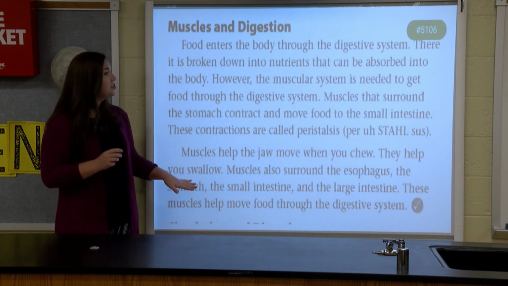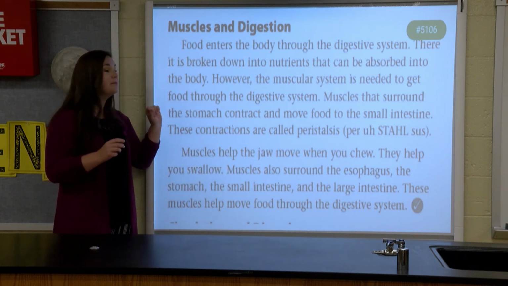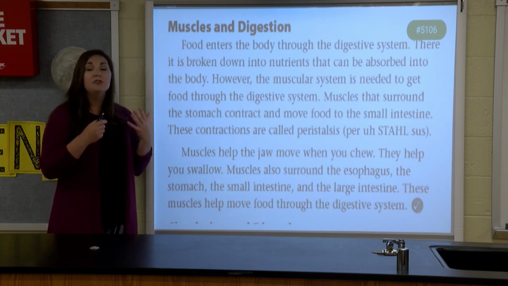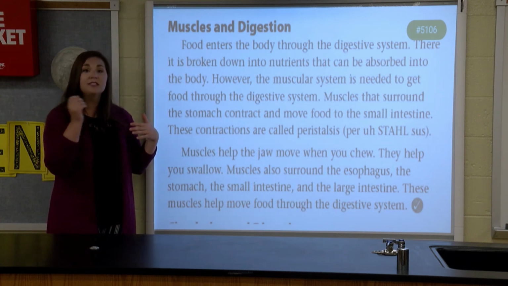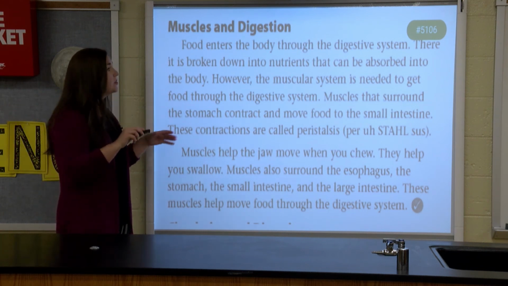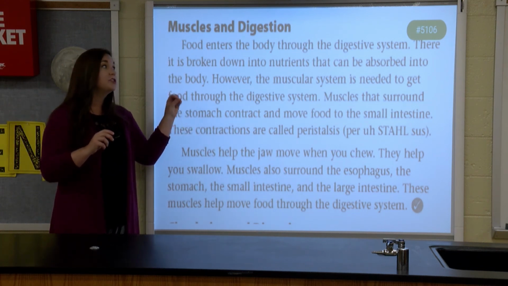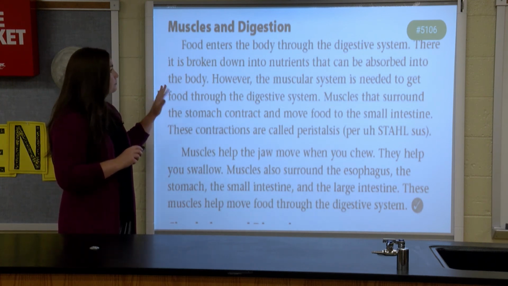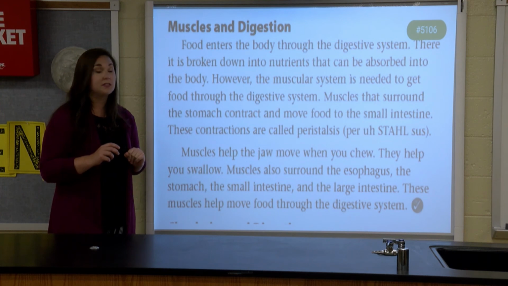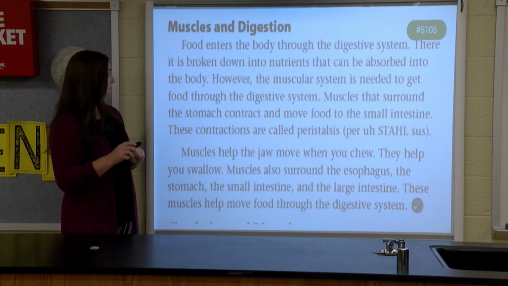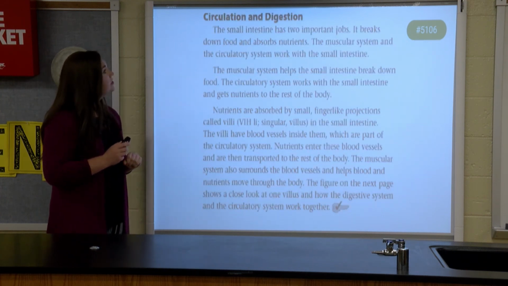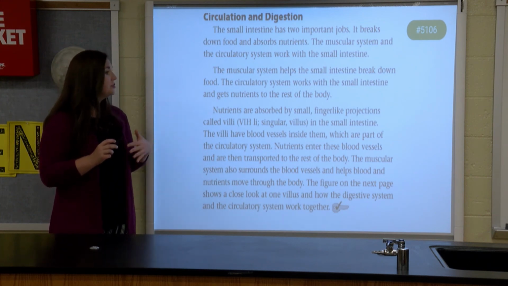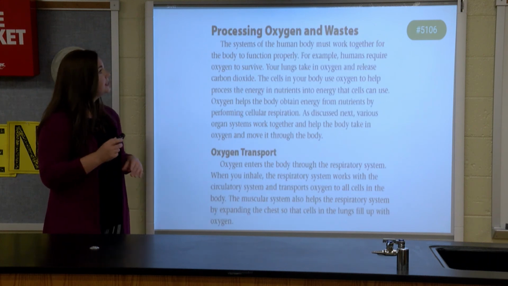So muscles and digestion, I just talked about that with you. For example, one of the biggest ones we talked about was your small intestines absorbing the nutrients that it needs, and blood vessels taking those nutrients throughout the body. So the muscular system would be the smooth muscle of your small intestine, and then your circulatory system would be the blood vessels taking those things to where they need to go. All right, circulation and digestion, we just talked about that too, as well as nutrients being absorbed and taken to where they need to go.